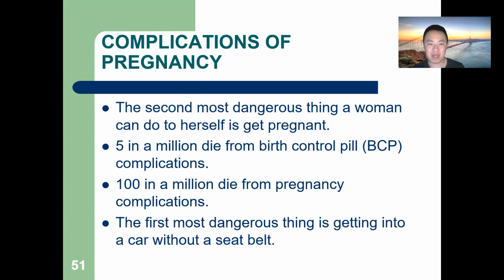All right, some complications of pregnancy here. It is the second most dangerous thing a woman can do to herself. The first is to get into a car without a seatbelt. Oh, it says so down here. 5 in a million die from birth control pills, abbreviated from this moment on as BCP. 100 in a million die from pregnancy complications. And again, number one here is getting into a car without a seatbelt.